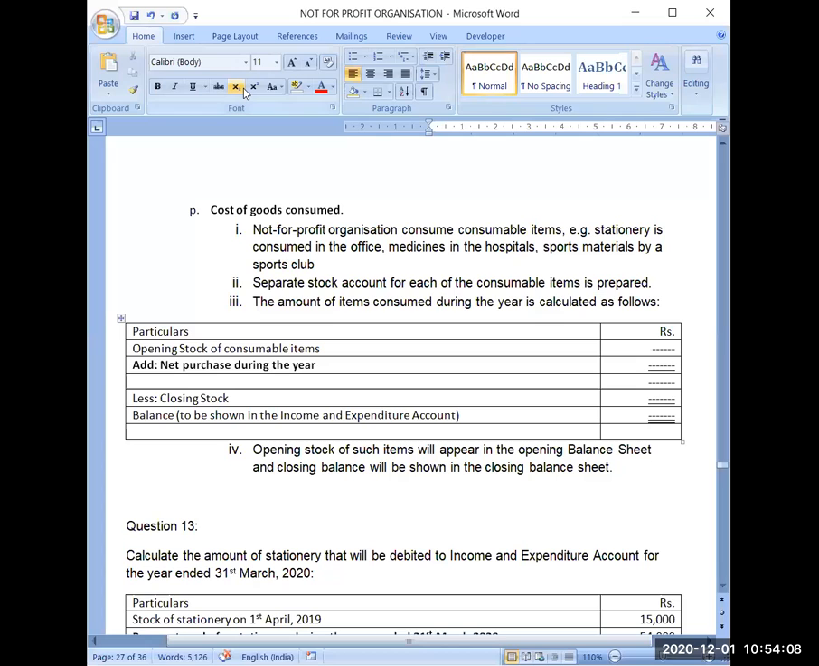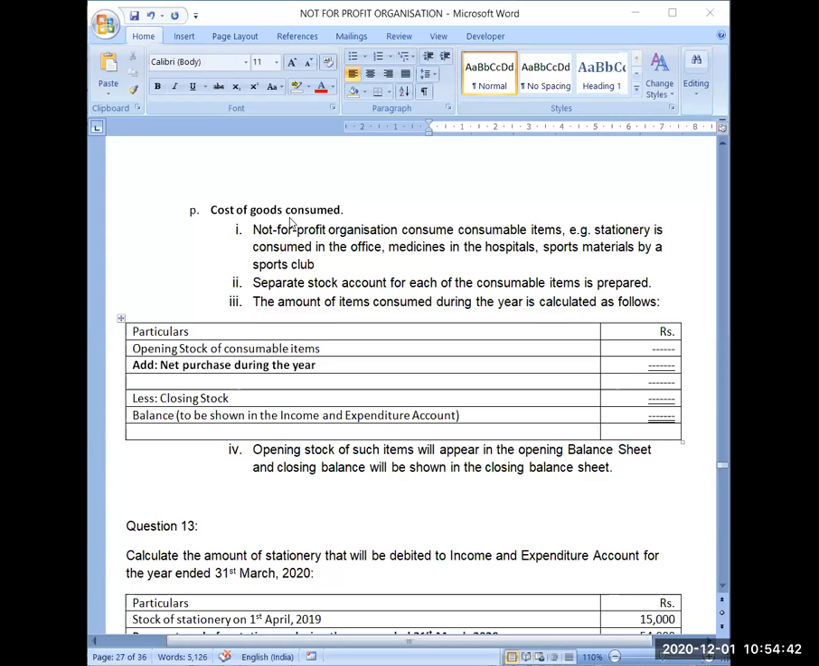So now we have completed subscription in NPO, and the next topic in NPO is that we have to calculate the cost of goods consumed sometime. Because NPOs always have some sort of consumable items like stationery. They can have some sports material, they can have some medicines which they are providing on charitable basis, either free of cost or at some nominal cost to its members or to the public at large.